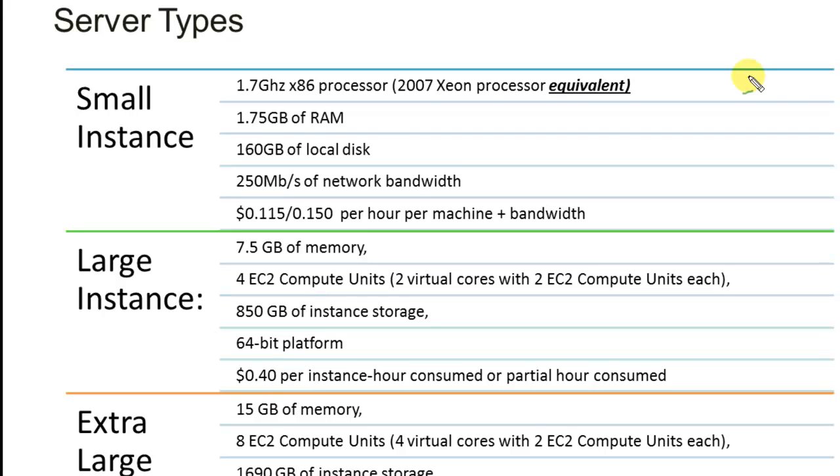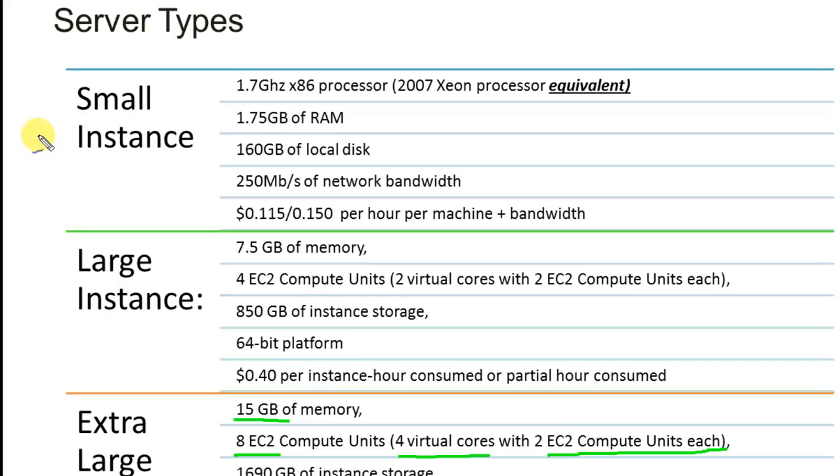In this large instance, what you will get is 15 GB of RAM, 8 EC2 compute units, that is basically 4 virtual cores with 2 EC2 compute units each, 1690 GB of hard disk, that is approximately 1.7 terabytes of hard disk, and a 64-bit platform. So pretty much you get a very, very powerful system as well, starting with a very simple platform.